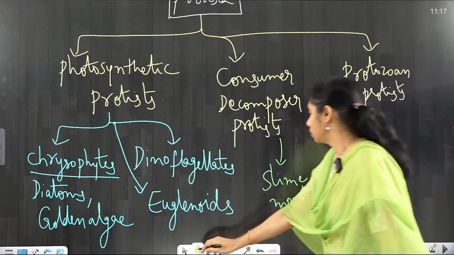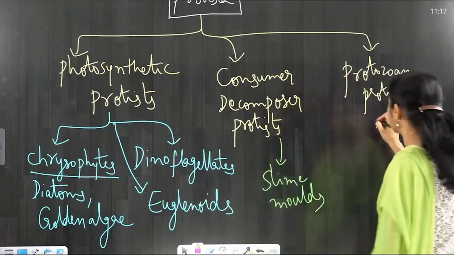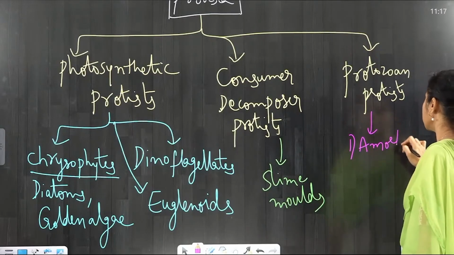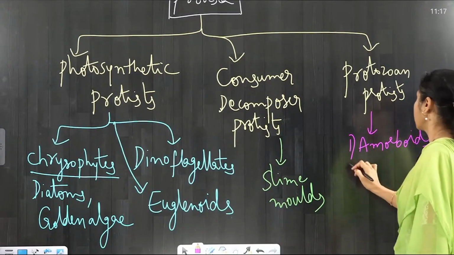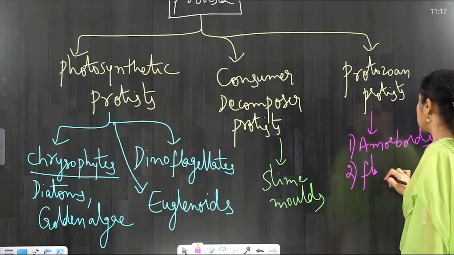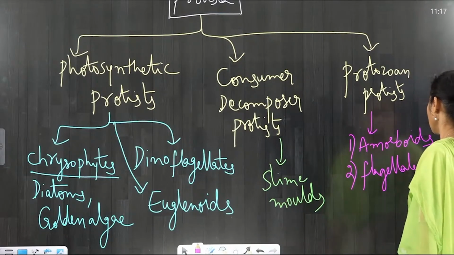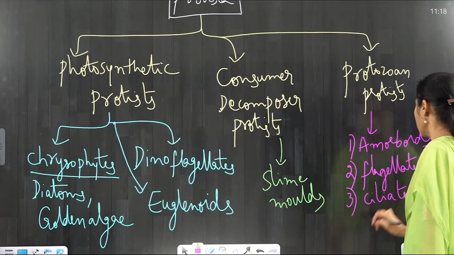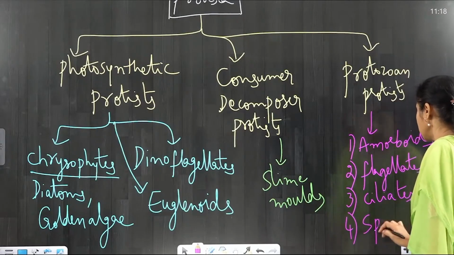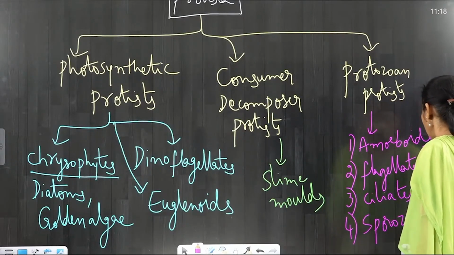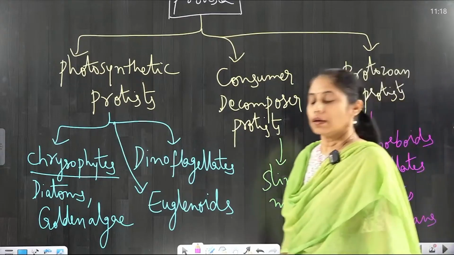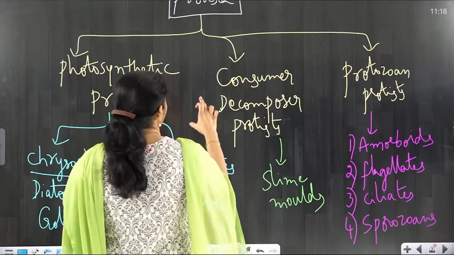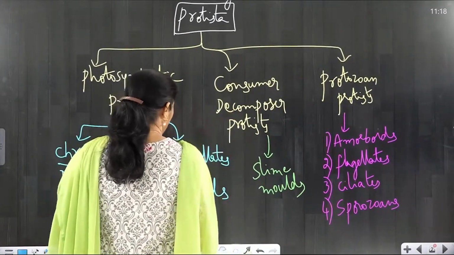In the protozoan protists, we have amoeboid protozoans, amoeboids, flagellates, ciliates, sporozoans. This is the classification of Protista. So first, Protista will be classified like this. I hope all of you can see now.